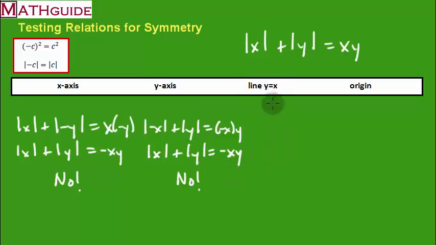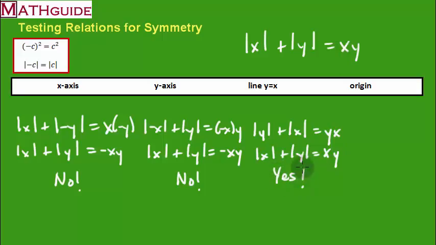All right, how do you do the test for the line y equals x? Well, you swap the x's and y's. So this is going to be absolute value of y, absolute value of x, and I'm going to swap these guys, so that's yx. Now I could add in any order. 5 plus 2, 2 plus 5, they're the same. So mathematically, I could switch these back around again. And I can multiply in any order. 7 times 3 is the same thing as 3 times 7, so I can switch these back again because mathematically they're the same. Now I compare this to the original. Yeah, it's an exact match. So this relation does have symmetry across this diagonal line y equals x.